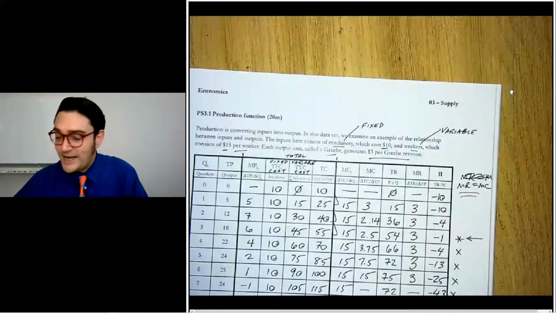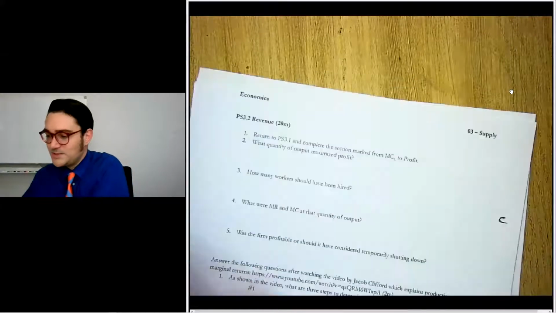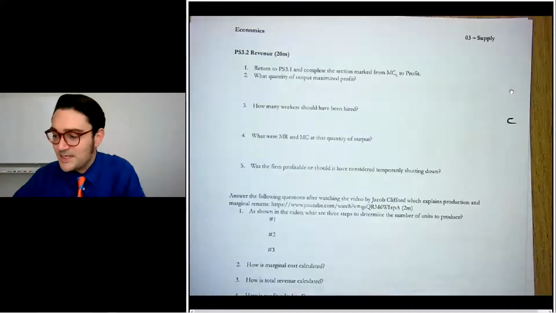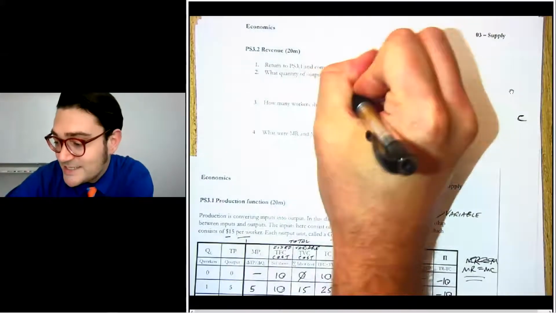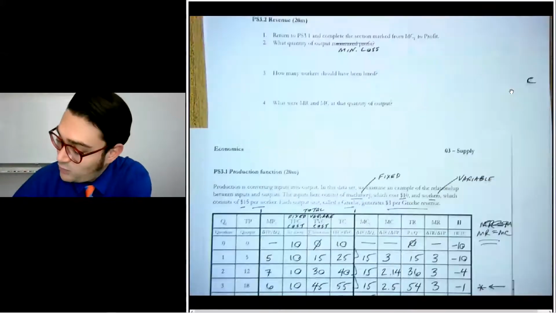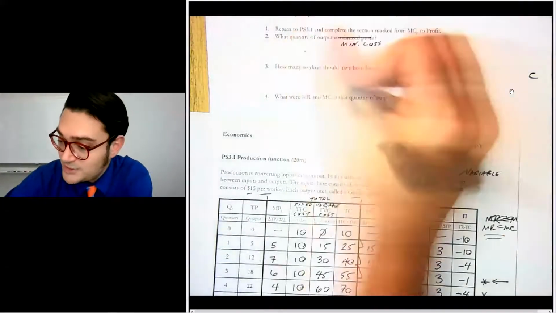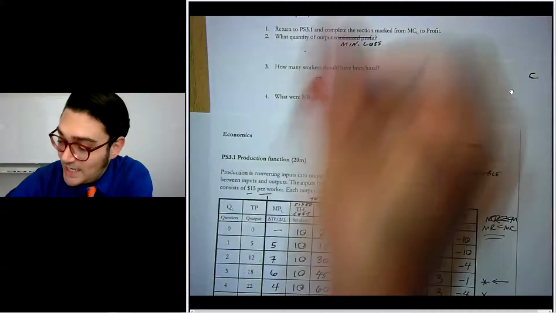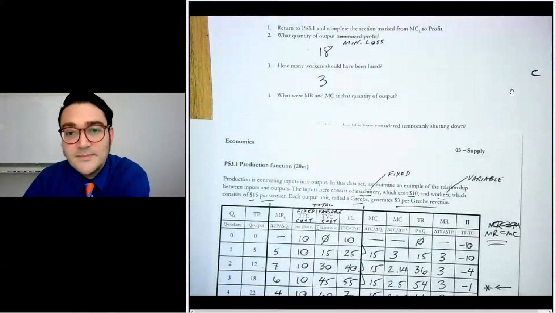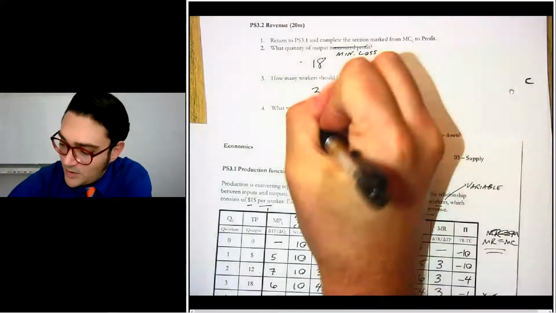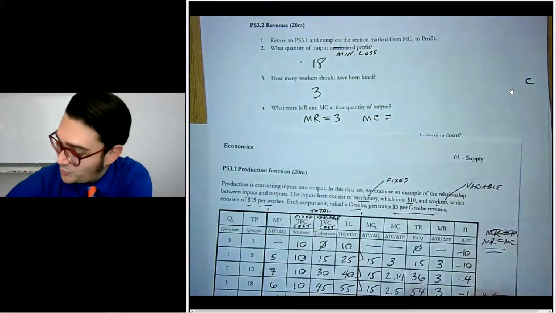All right, now we're going to go back to the practice problems. What quantity of output maximized profit? Well, it's maybe better to say minimize the loss. The quantity of workers was 3, and the quantity of output was 18 in that case, right? And then it says, what were MR and MC at that quantity? Well, MR was equal to 3, MC was 2.5.